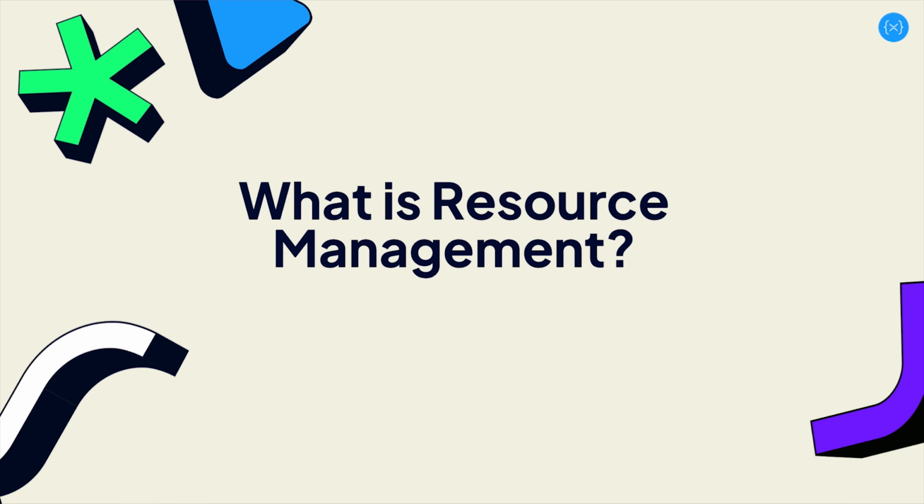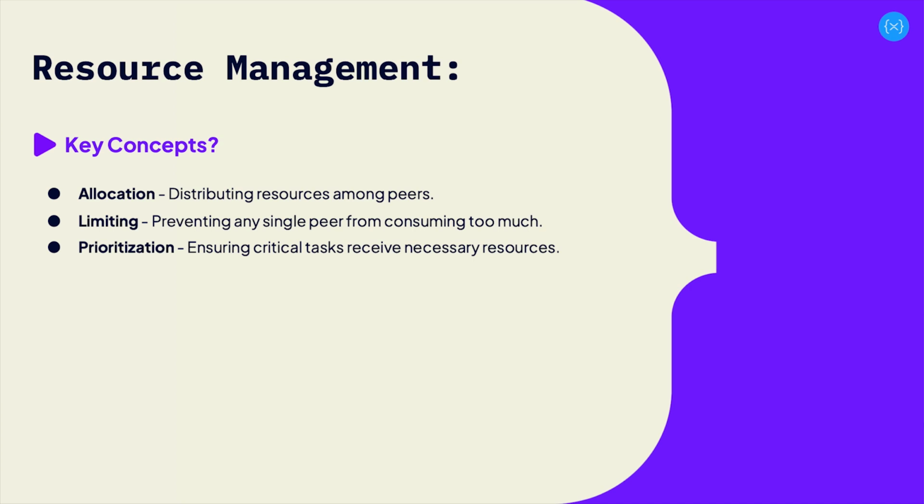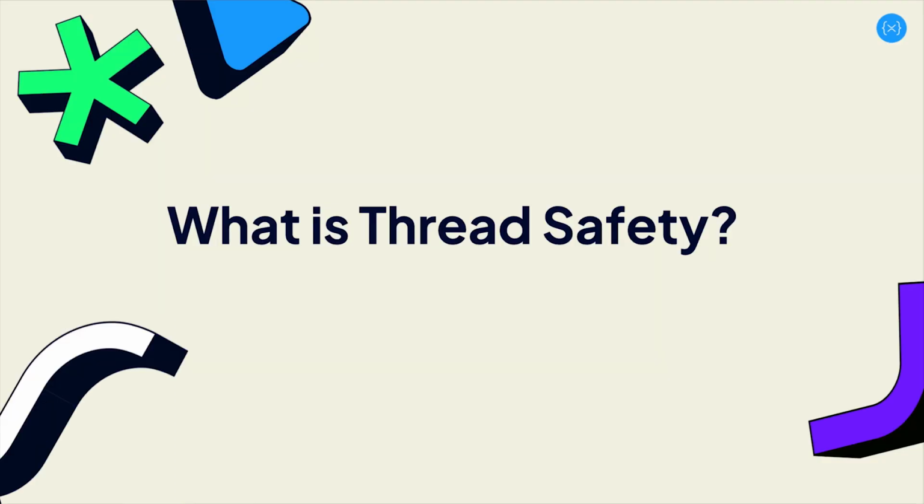Another process is resource management. Overlay networks must manage finite resources such as bandwidth, memory, and processing power. This involves allocation, distributing resources among peers; limiting, so preventing a single peer from consuming too much; and prioritization, ensuring that critical tasks receive necessary resources. Finally, we have thread safety. In a multi-threaded environment, multiple operations can occur simultaneously, so thread safety ensures that shared data and resources are accessed in a way that prevents conflicts and corruption.